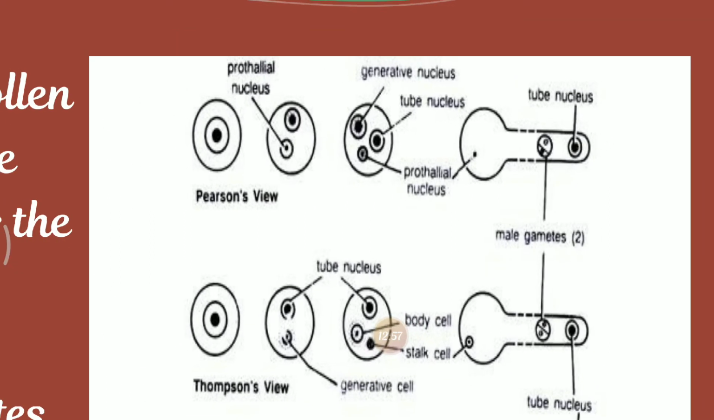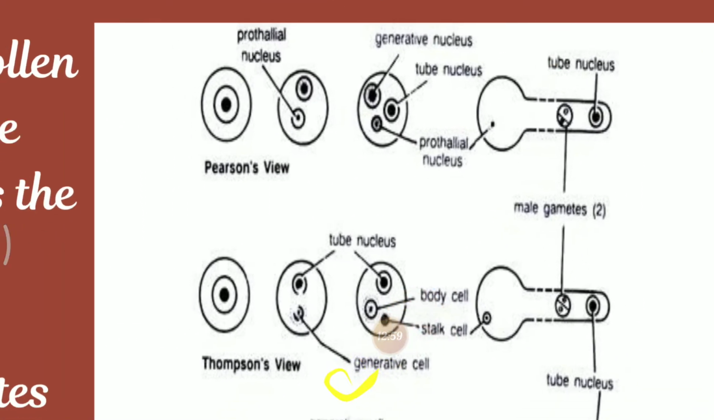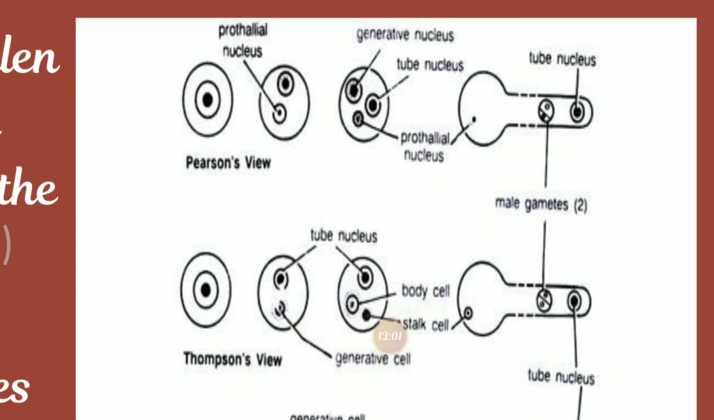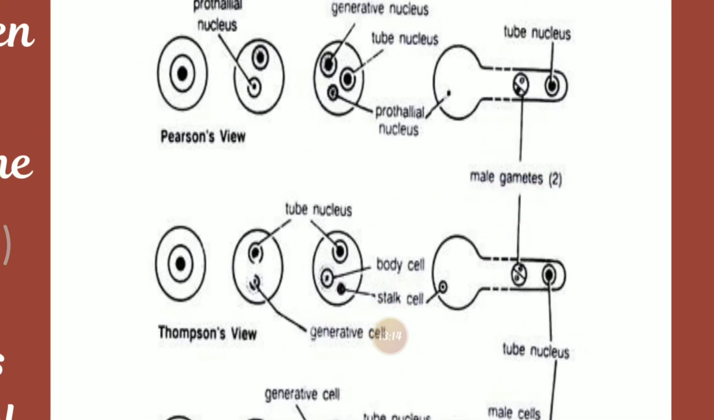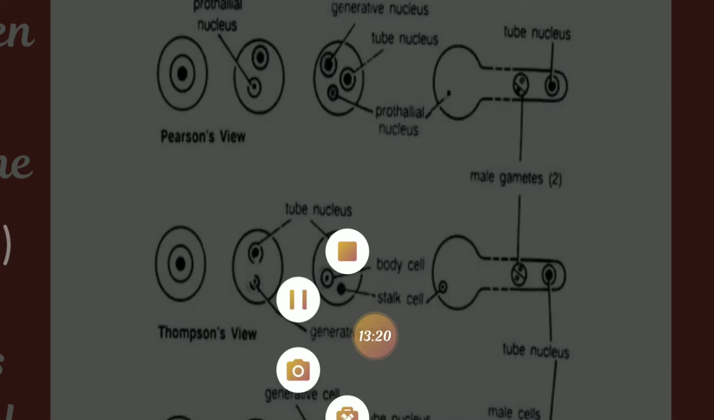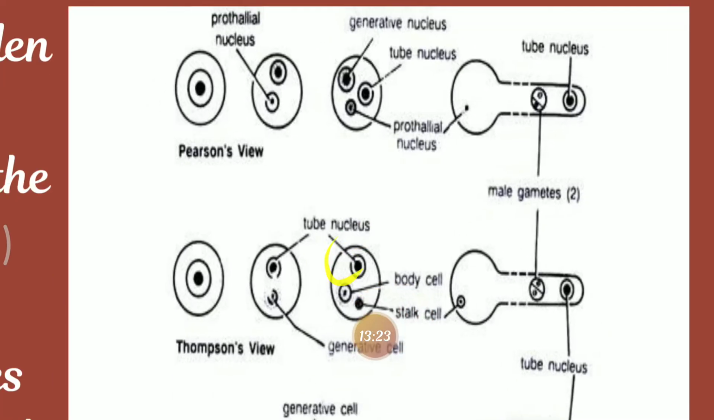cell. See here, you can see the generative cell. This is the generative cell here. As it is developing, we can see it formed with the generative cell. The generative cell divides into two equal or unequal male gametes. See here what happened? Two male gametes are formed here. So later, one of these gametes fuses with the egg to form a zygote. One will come and fuse for the zygote there.